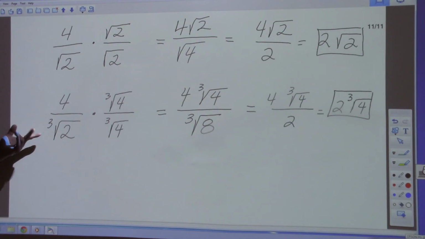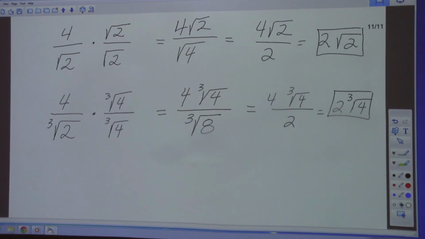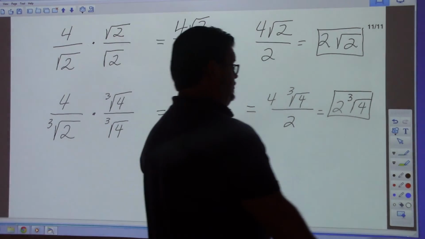So the reason I showed you this one is just so when you do see a different index, you have to think in terms of that index. Question. Okay, on a scale from 1 to 10, it's about a 1. Let's bump it up a notch.